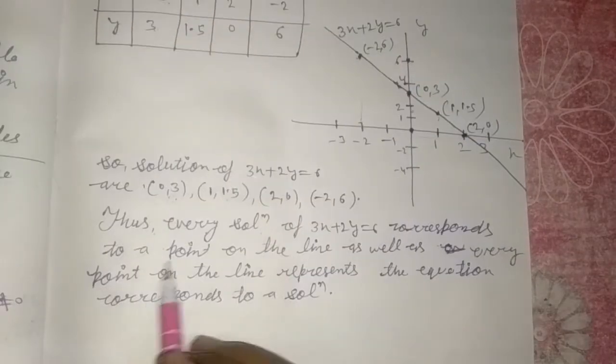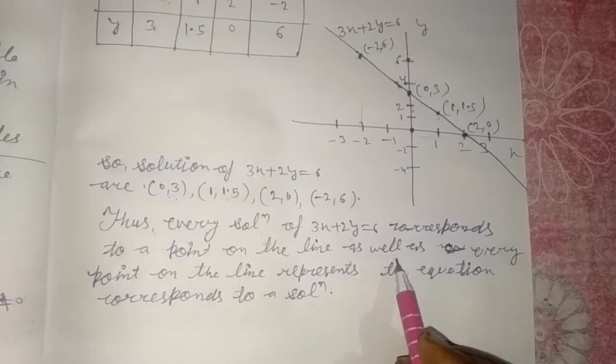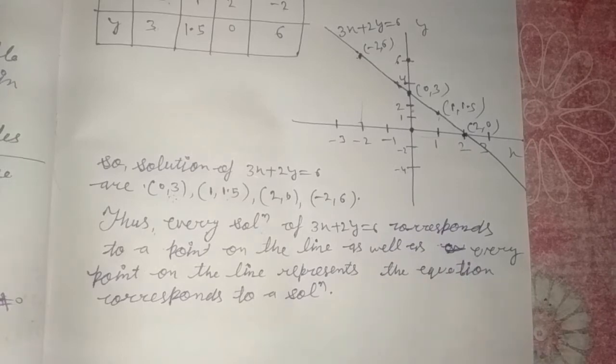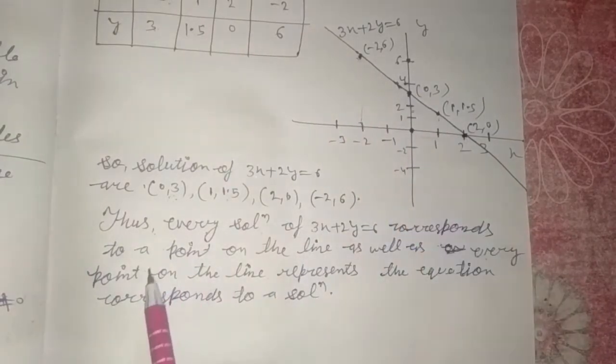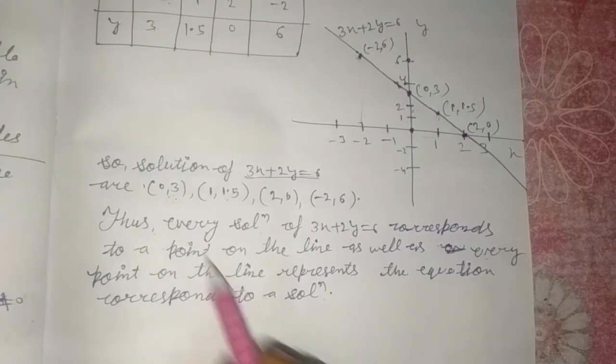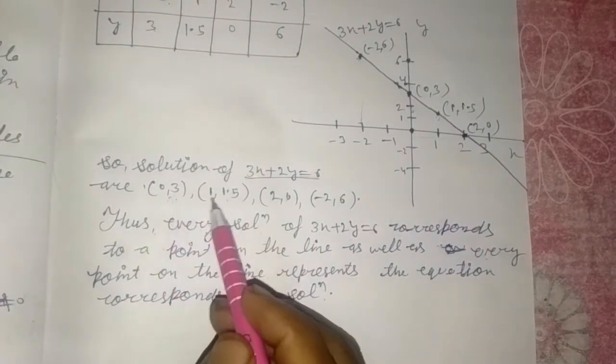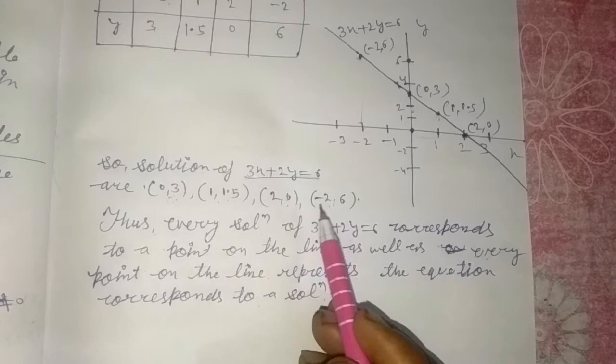Okay, every solution corresponds to a point on the line, and you can write it conversely: every point on the line represents a solution of the equation. Every point means this point, this point, this point, this point. Okay.